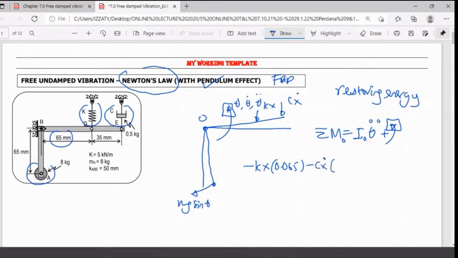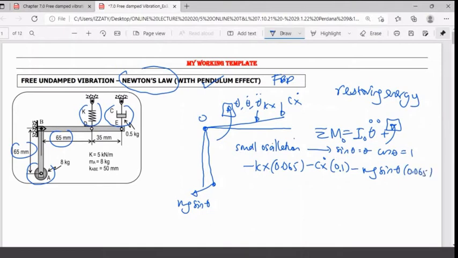So before that, you need to know that you have a small oscillation. Remember, small oscillation. For small oscillation, we are going to ignore, perhaps saying that sine theta equals theta and cos theta equals 1. So you see x dot by 0.1, minus this one is mg sine theta by this one, 0.065, equal to the I.